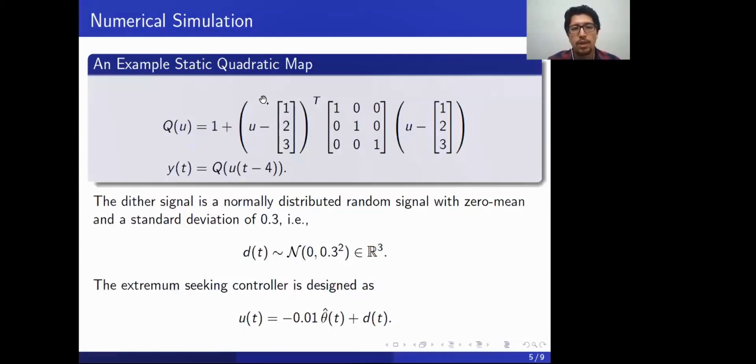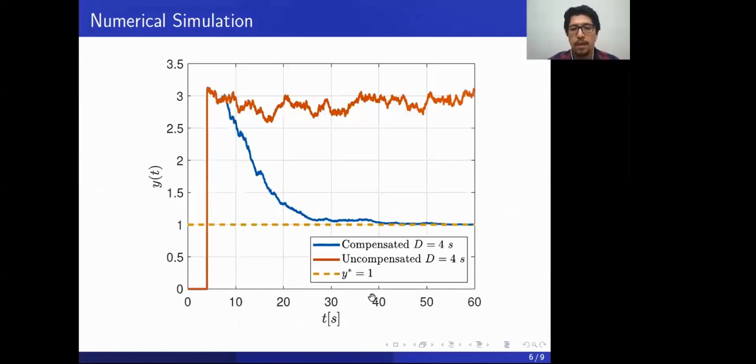Here we consider a static quadratic map as an example. We measure this function with 4 seconds delay. We choose our data signal as a normally distributed random signal, as given here, and we design our external signal controller as this expression. This figure shows that the extremum seeking controller without delay compensation is not able to converge to the optimum point, whereas our proposed controller converges to the optimum point.